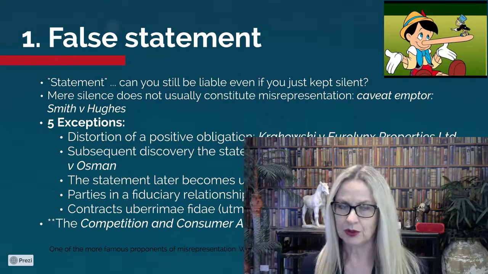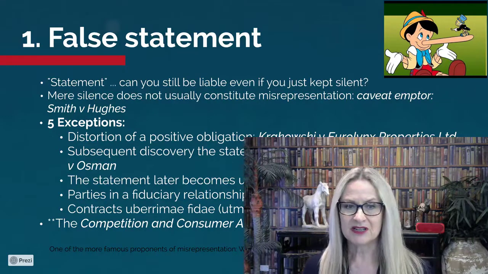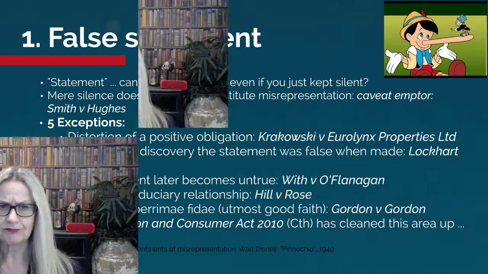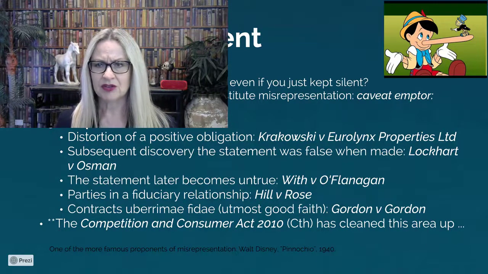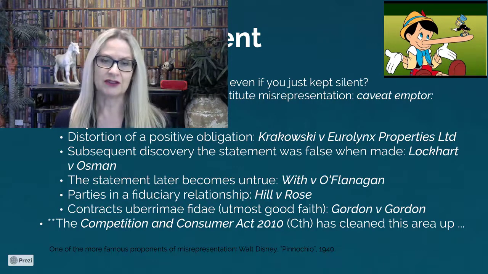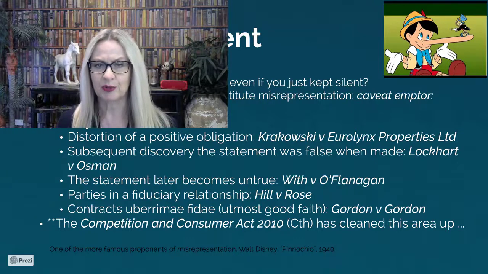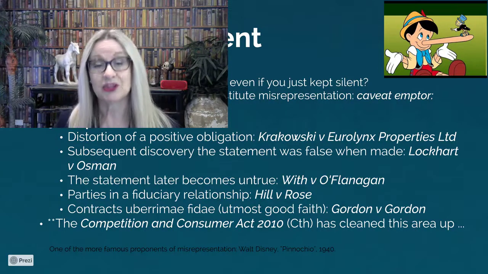Okay. However, this is where we confront the first of our series of exceptions. You might be able to convince a court that silence was indeed an actionable misrepresentation if it falls within at least one of these exceptions. The first one is where your silence has distorted a positive obligation. And in Krakowski and Duralinks, we had some representations being made about a certain anchor tenant that was going to be leasing a particular property, and the contract said that that contract contained the whole of the terms and conditions between the parties. In fact, there was a side agreement that was never disclosed. The silence as to that side agreement, of course, was a naughty no-no. It was a false statement. Not a statement, but it was an actual misrepresentation.